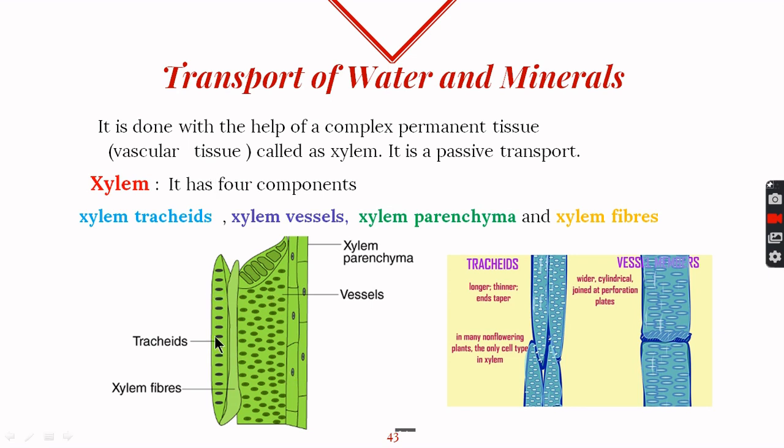Tracheids are spindle shaped, thicker in the middle but tapering at the ends, and lie one over the other, and their tapering ends coincide. So water from one tracheid enters the next tracheid through these coinciding tapering ends. Vessels are cylindrical in shape, and just like water pipes, they are joined to each other, and from one vessel water can easily move to the next vessel.